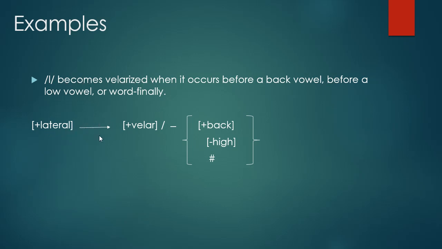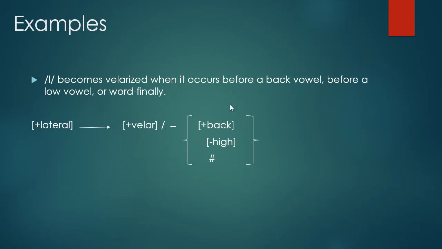Then it says becomes velarized. This arrow here means becomes velarized. How do you say velarized in notation? Well, you use the term and the symbol plus velar. The L becomes velarized when it occurs. This slash means when it occurs.